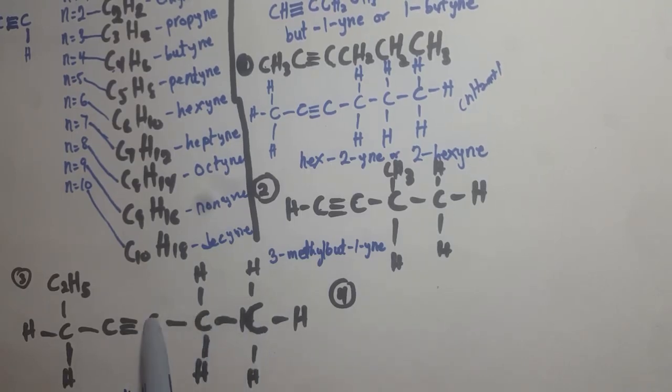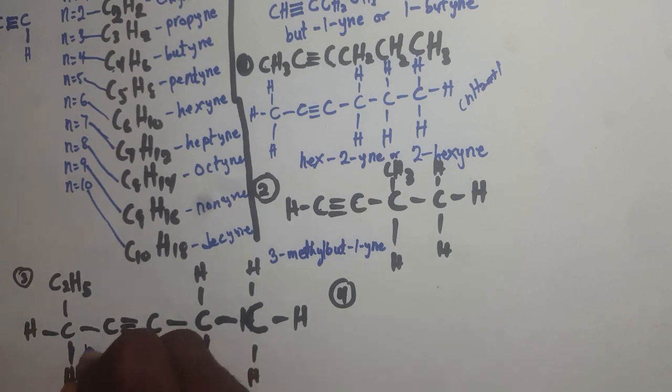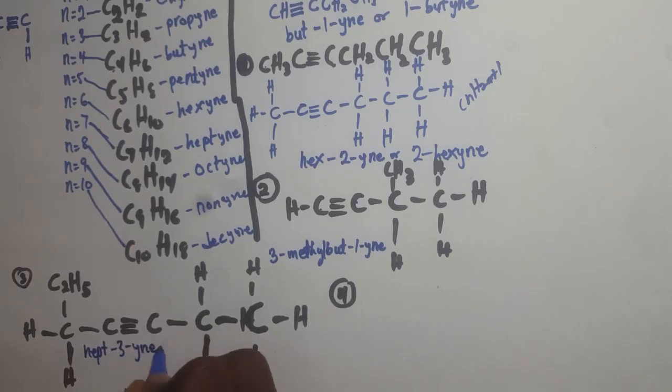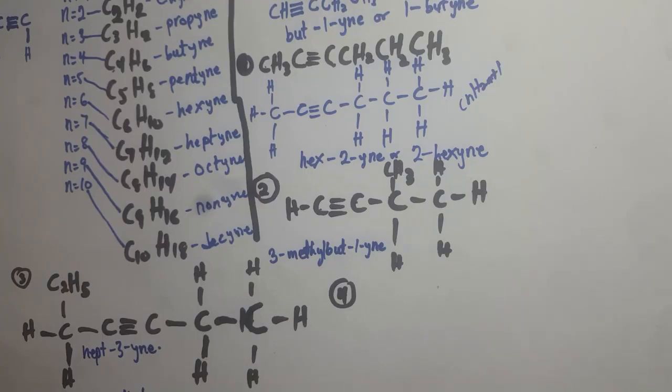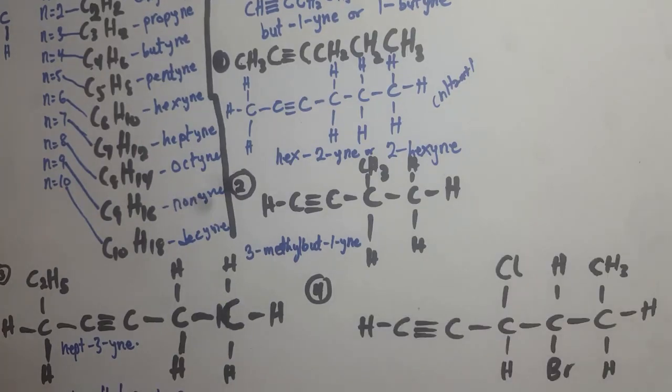counting from here, you're going to have 1, 2, 3 on the third carbon. But counting from here is going to be 1, 2, since you have 2 carbons, 1, 2, 3, 4. So we are going to maintain our counting from here. So it's going to be 1, 2, 3. So since you have 7 carbons in the longest chain, it's going to be hept-3-ine. So take note of something like this. You're always using the longest chain, so take note. So you can pause the video and try this one as well.